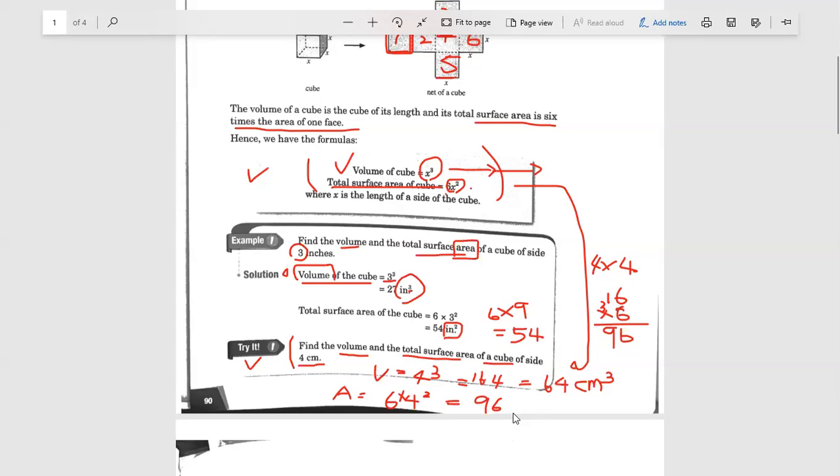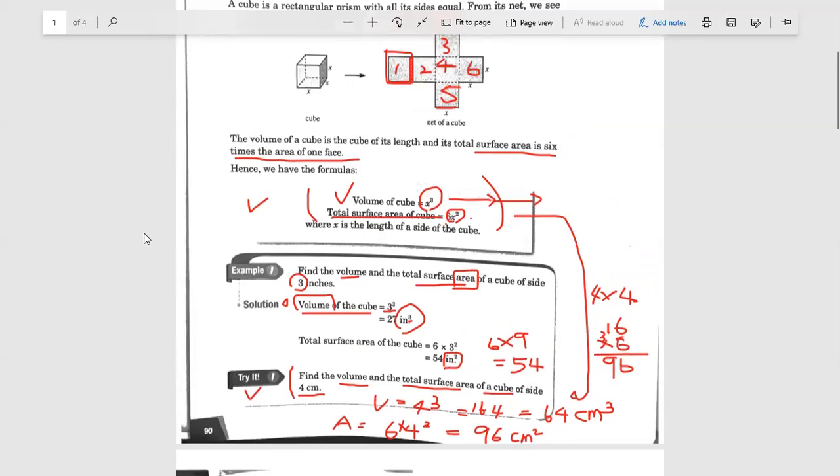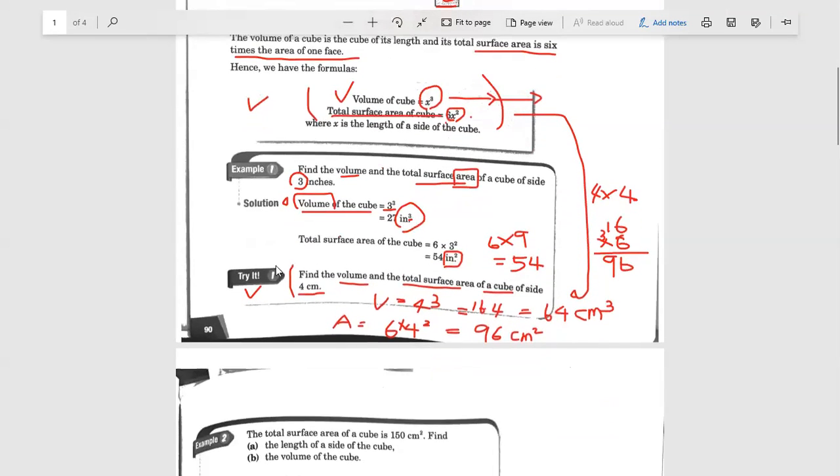Fiona, can you tell us what is the unit for this answer? It looks like centimeters squared. Excellent, because we are figuring out the area, right? All right, give me 0 on the group chat if you have no questions regarding example 1 and try-it 1 question.